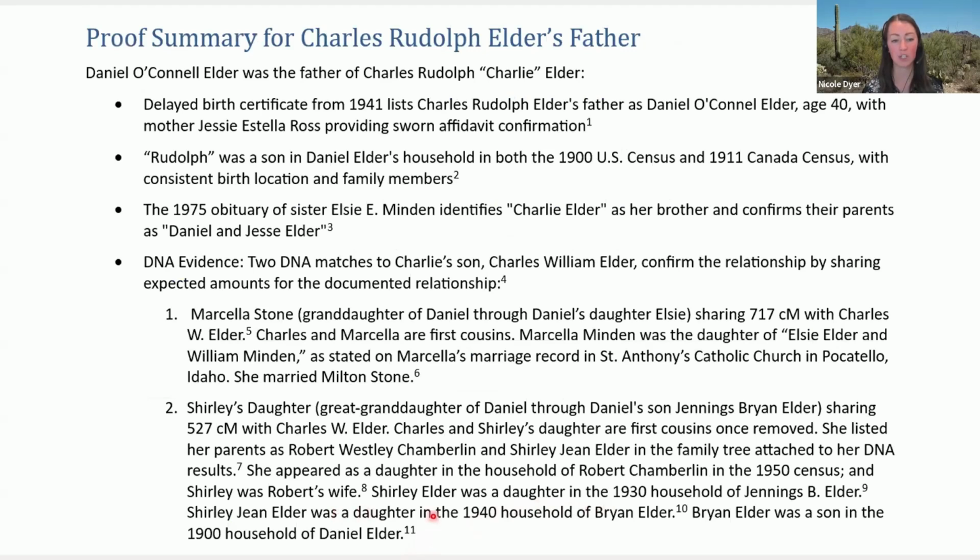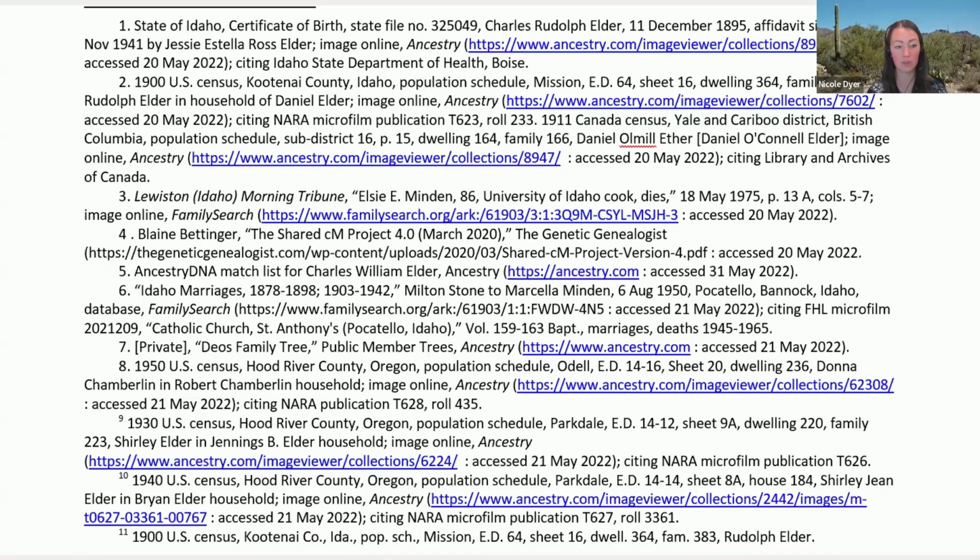So now we're going back to Shirley and linking her to her father, Jennings Bryan, with the 1930 census. And then also the 1940 census. And then the 1900 household of Daniel shows Bryan Elder. So those are the last 3 footnotes, 1930, 1940. And since I've already cited the 1900 census up here, I could do a shortened footnote below.